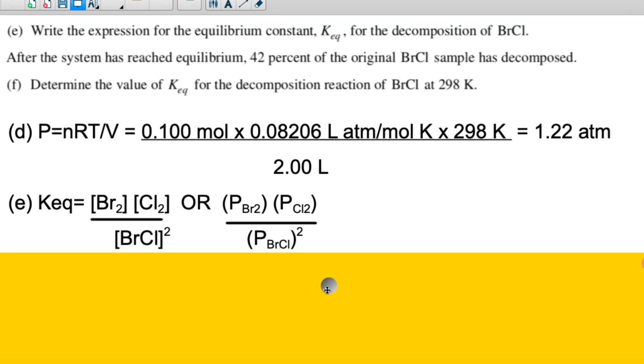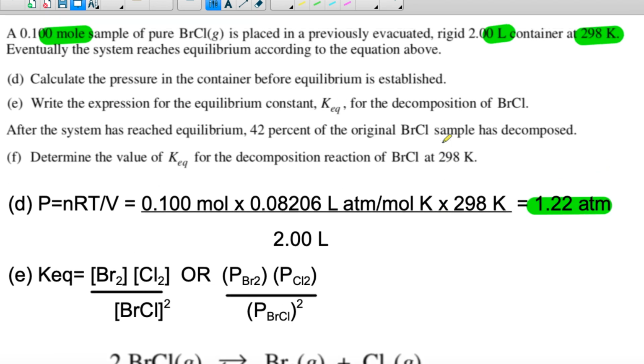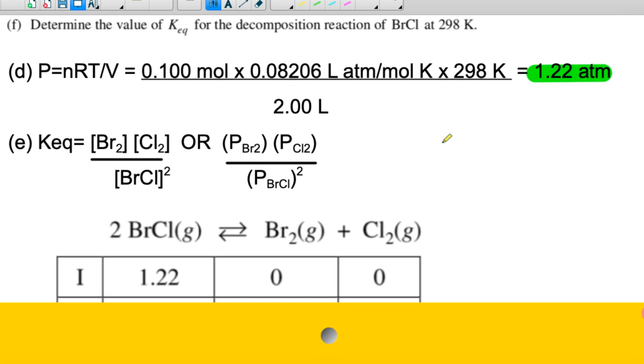When in doubt, ICE it out. So at the very beginning, what do we know? We know at the very beginning that the bromine chloride had a pressure of 1.22. Where did that come from? That came from the answer you just wrote down up here. It asked you what was the pressure originally before equilibrium is established. So you take your answer of 1.22.